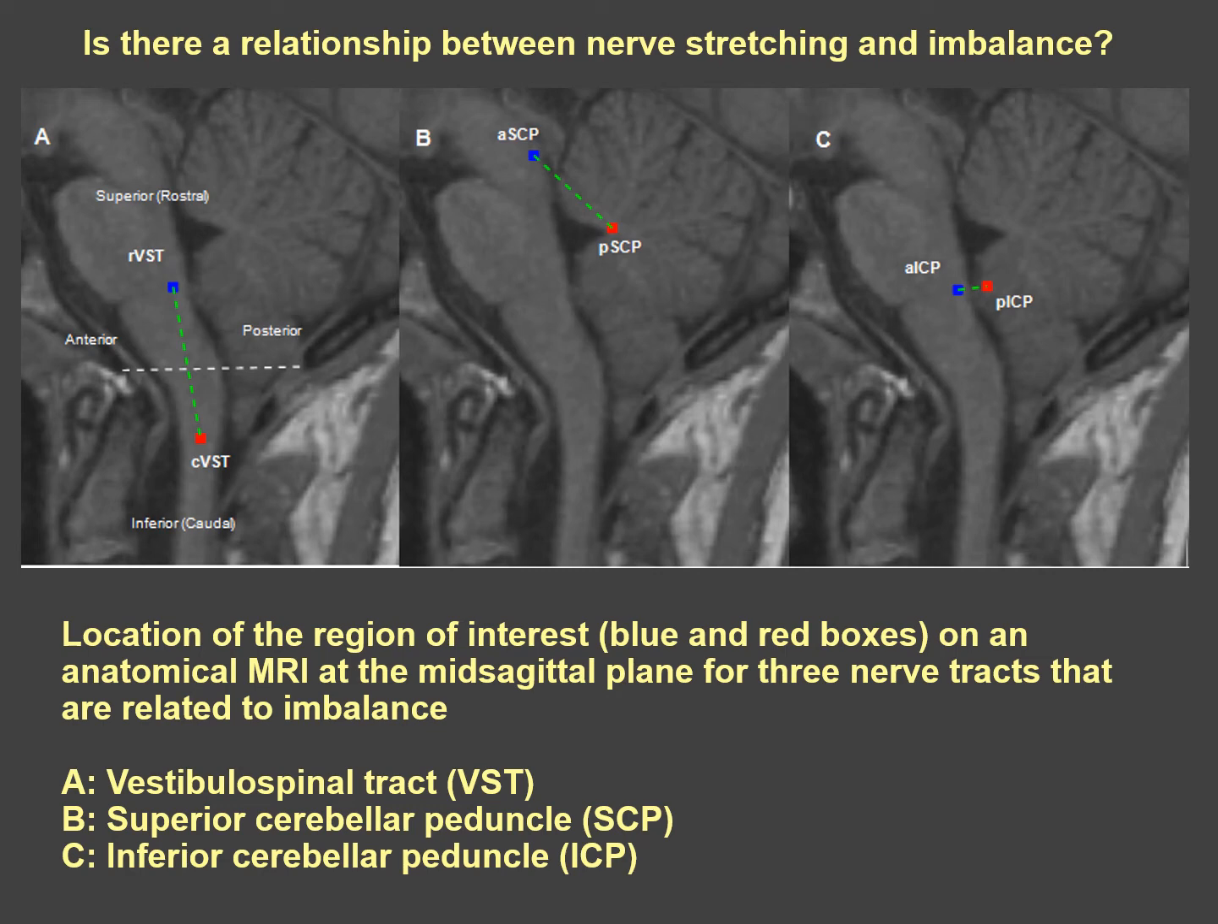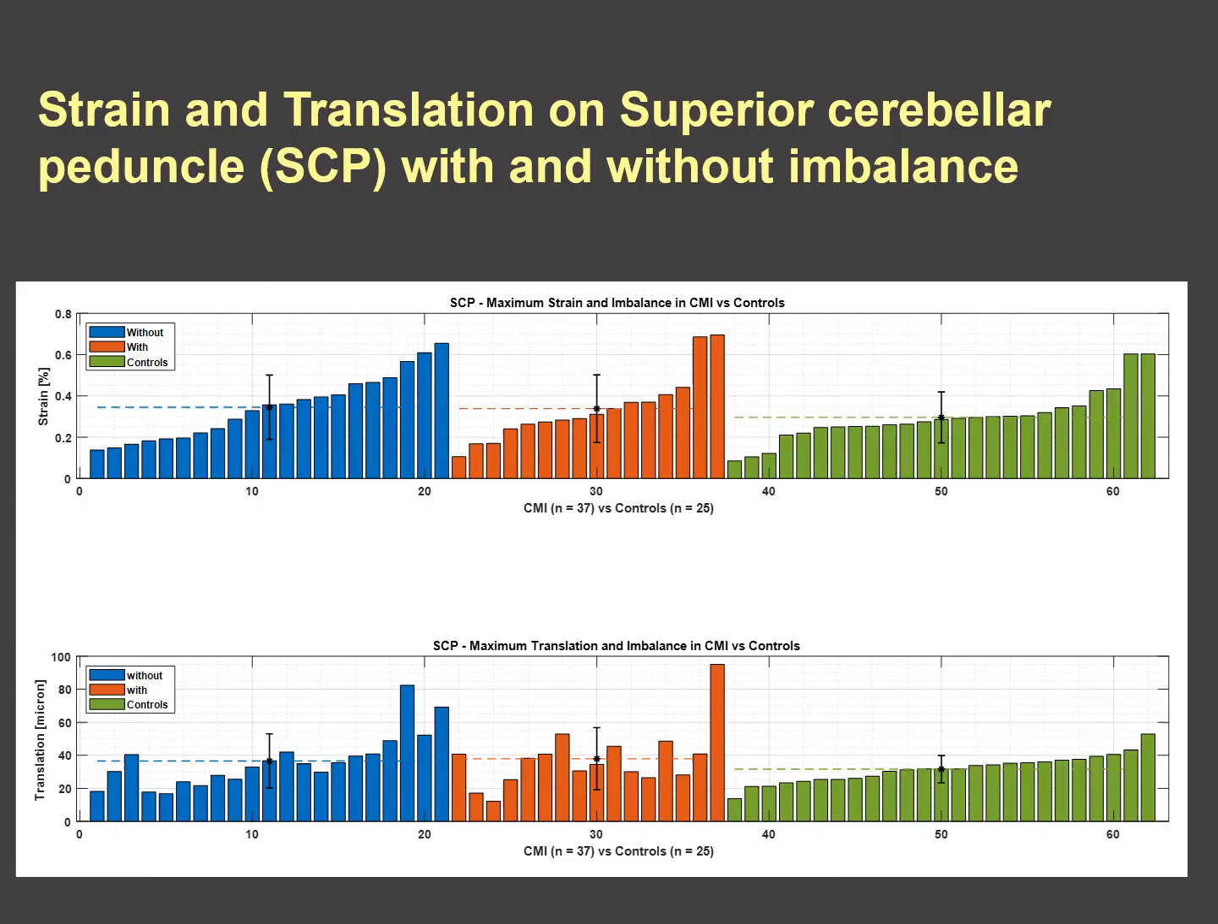Another test we did was to see if there was a relationship between the stretching of specific nerves and imbalance. So we located regions of specific nerves that are related to imbalance. Those are the vestibular tract, superior cerebellar peduncle, inferior cerebellar peduncle, A, B, and C. And you can see these boxes, a blue box on one side and a red box on the other, and we track those boxes to see if the nerve is getting an overall stretch that might cause it to have damage, and then maybe this would show up on our symptomatology forms for imbalance.